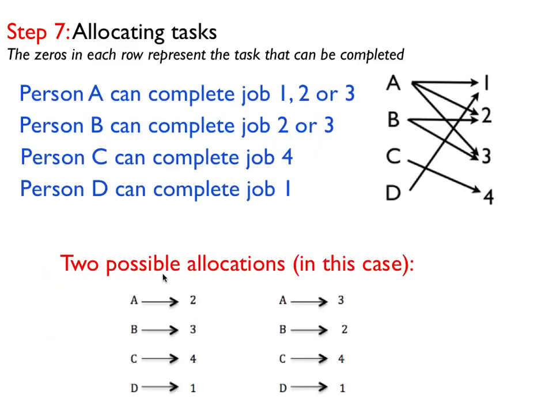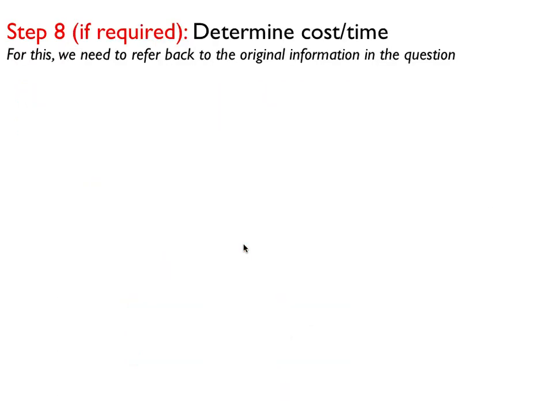Alright, so in this case we're going to get 2 possible allocations. We said that person D must do job 1, and person C must do job 4. So C does job 4, D does job 1. Persons A and B need to complete the remaining jobs, which are jobs 2 and 3. They can both do job 2 and 3. So we could either make person A do job 2 and person B do job 3, or vice versa. We could make person A do job 3 and person B do job 2. So in this example there's 2 possible allocations that will give us the same minimum cost.